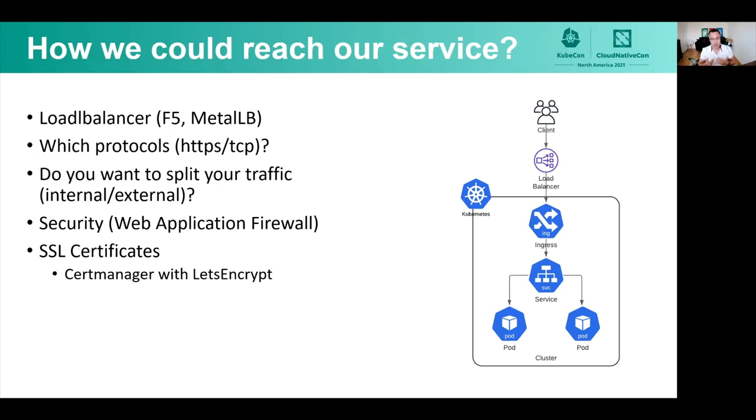And then you have to think about security. Do I want to add a web application firewall in front, on the load balancer level? In AWS, you can enable a WAF on your load balancer. I could reuse my F5 WAF if I used an F5 for my load balancer, right? You can also use it on the ingress level, like in Nginx, you can use ModSecurity, for instance, right? So think about security in advance, as well as how you want to manage SSL certificates.